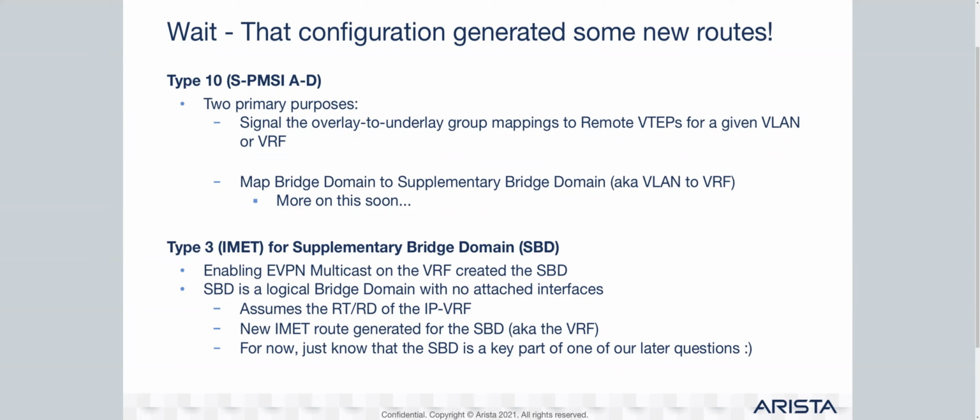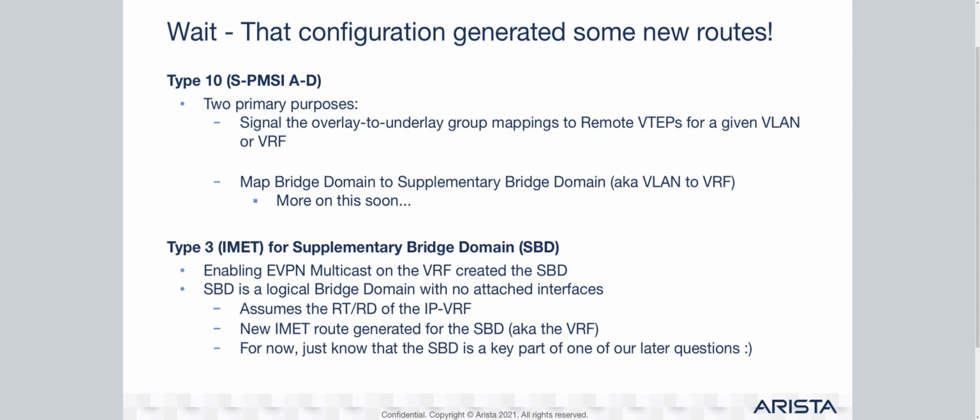And then next, when we enabled EVPN multicast under the VRF, it actually ended up creating that supplementary bridge domain. So we're going to talk much more about the SBD later and how it's ultimately used. It's a little bit of foreshadowing. It'll be an answer to one of our questions. But for now, we just need to know that it exists. And ultimately, it's just another bridge domain. It just so happens to have no attached interfaces.